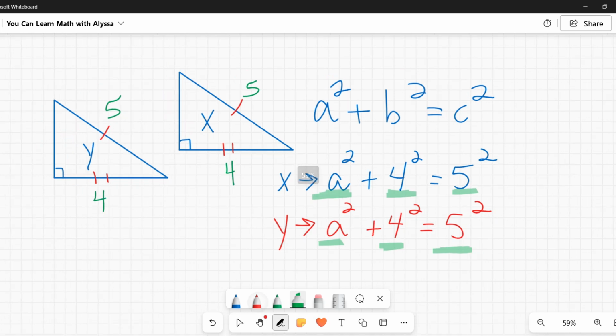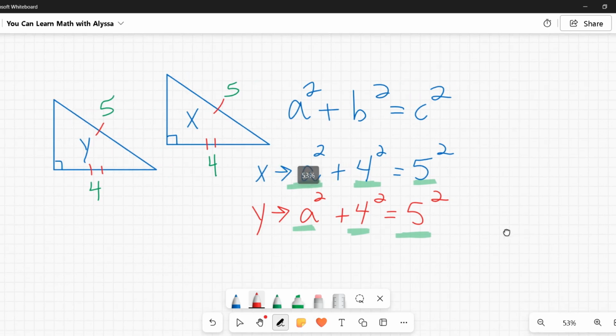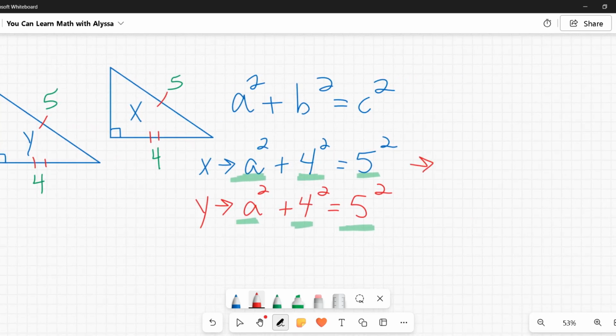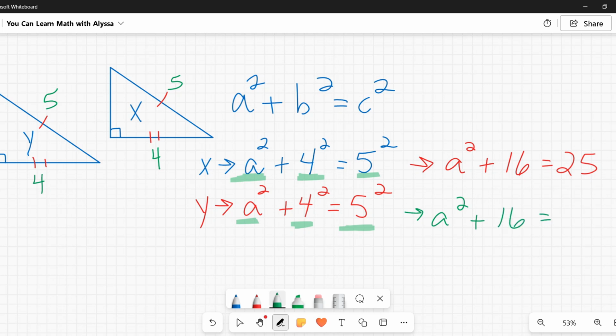Let's make it even a little easier to see. Let's do that math. Let's slide this over. This one is going to become a squared plus 4 squared is 16, 5 squared is 25. This one, a squared plus 4 squared is 16, 5 squared is 25. So I have the same equation here. Is a going to be different in either of these? We are saying a number plus 16 equals 25. And down here, a number plus 16 equals 25. Is there any way those numbers can be different? No.